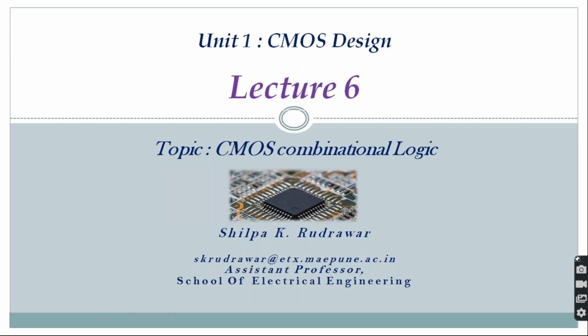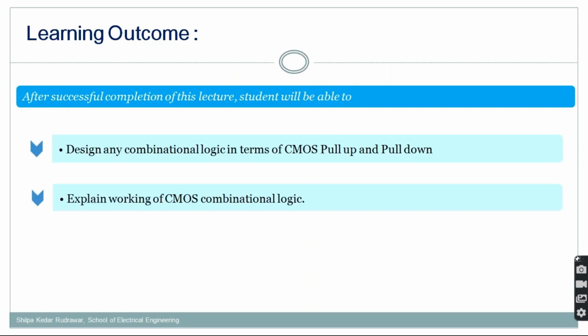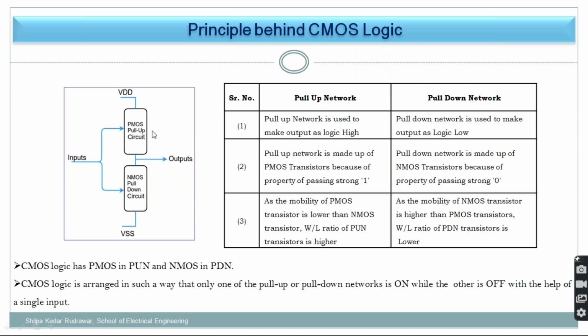So moving forward to the combinational logic. I hope you have pen and paper with you. This particular PPT I have already covered, but again I am repeating it fast. PMOS is always connected in the pull-up network, meaning it should be connected to the side of VDD, that is logic 1. NMOS should be connected in the pull-down network, connected to the side of VSS.